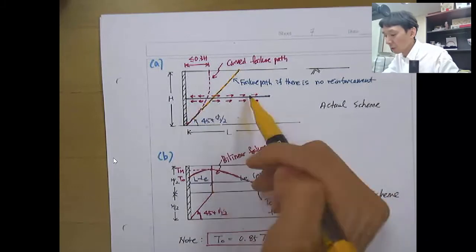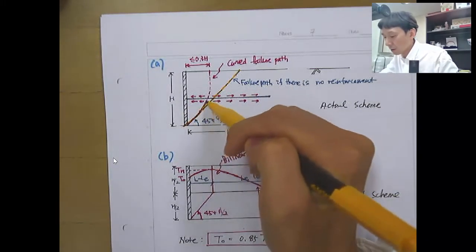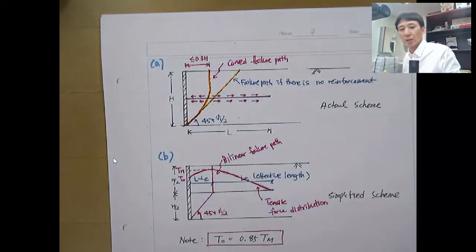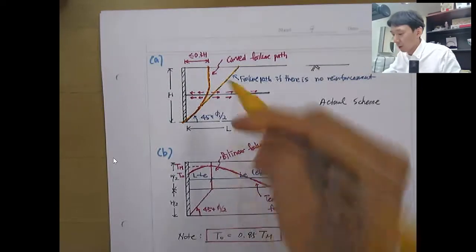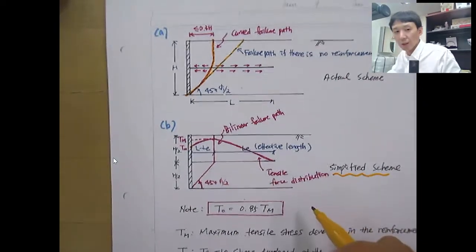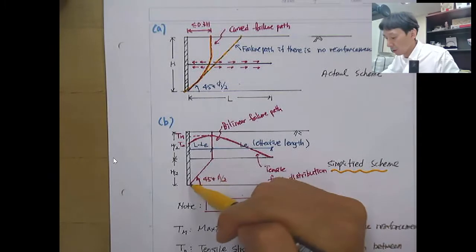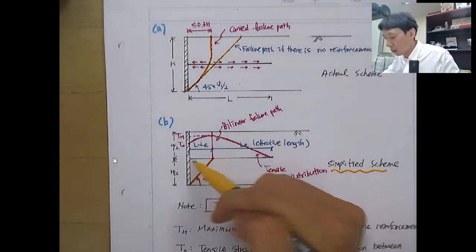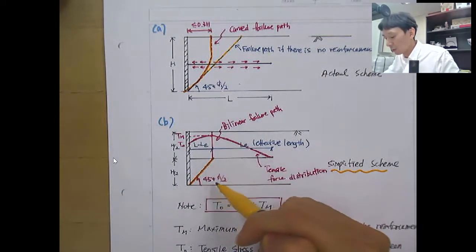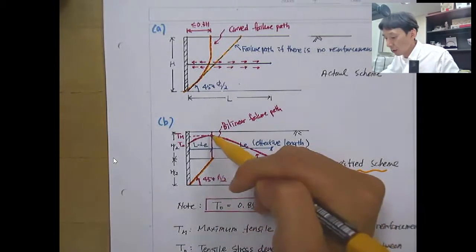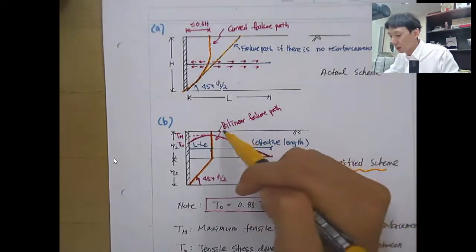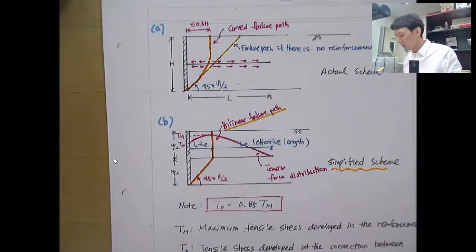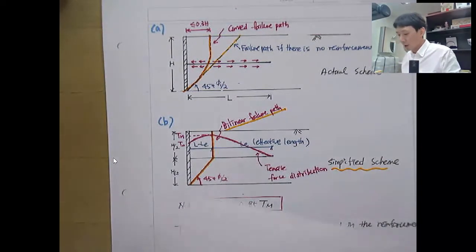But with the reinforcement, the failure surface will be curved like this. So in a simplified scheme, you can idealize this failure surface with a bilinear. One line goes to half of the wall height, straight, with the angle of 45 plus φ over 2. And then it becomes straight vertical to the top. And this is the bilinear failure path that we use in the revised analysis method.